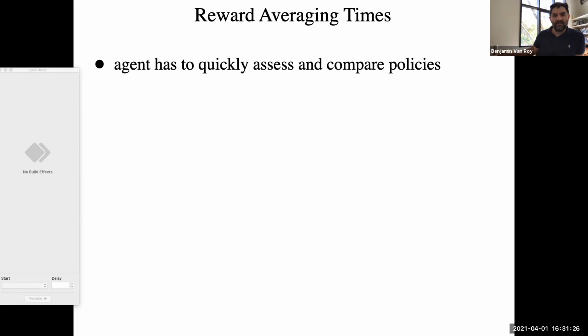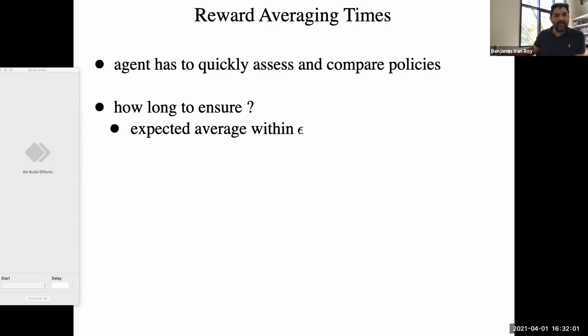And the idea of reward averaging time is that we need some statistic that reflects how quickly the agent can assess and compare policies, right? If the agent can't even assess and compare policies, how can it learn to do well, right? So the agent needs to be able to assess and compare policies in a reasonable time, and the reward averaging time is meant to characterize that. It's how long it takes to ensure that.